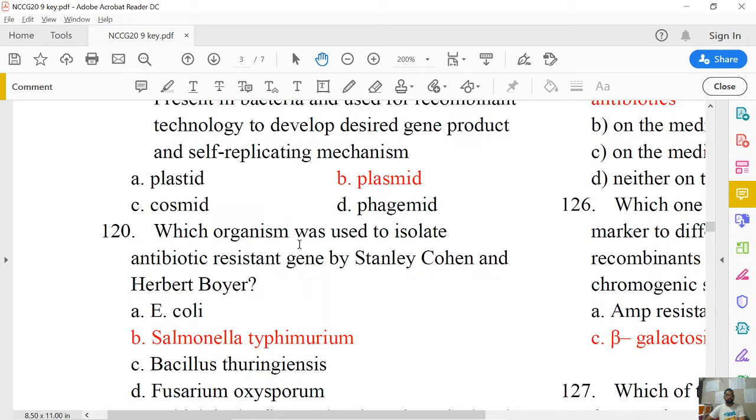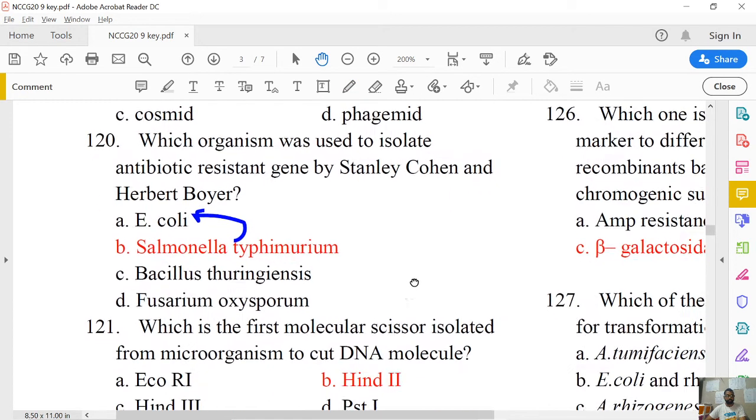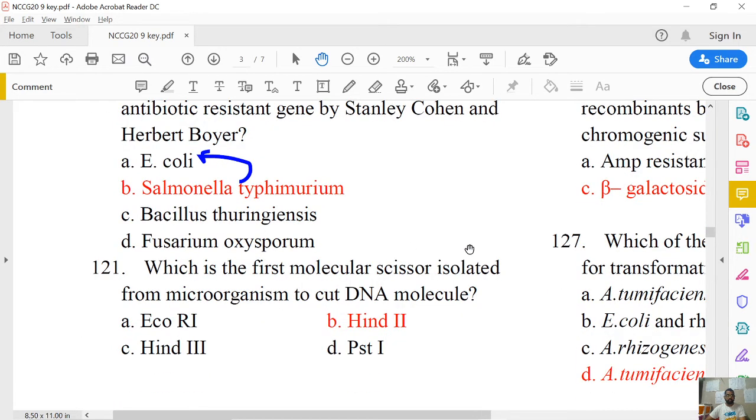Which organism was used to isolate antibiotic resistant gene by Stanley Cohen and Herbert Boyer? So this antibiotic resistant gene is actually isolated from Salmonella typhimurium. So this antibiotic resistant gene is transferred into E. coli through plasmid. So that was the experiment they performed. So it is B.